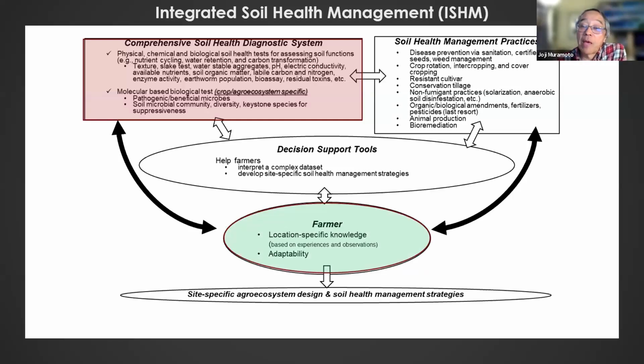This information will then be integrated with farmers' location-specific knowledge and adaptability. Although often overlooked and underappreciated, farmers' location-specific knowledge gained from day-to-day fieldwork and observations, and their adaptability to dynamic agroecosystems and climate change, is central to ISHM.